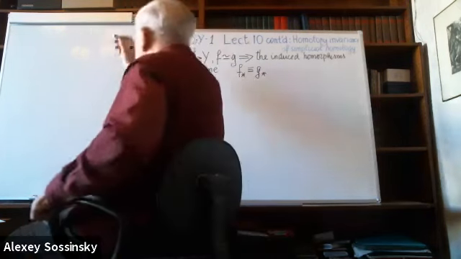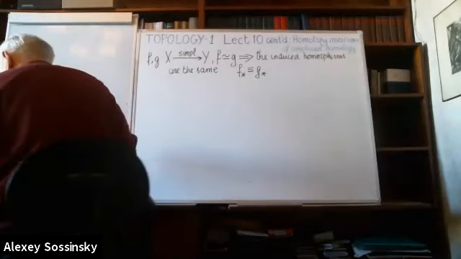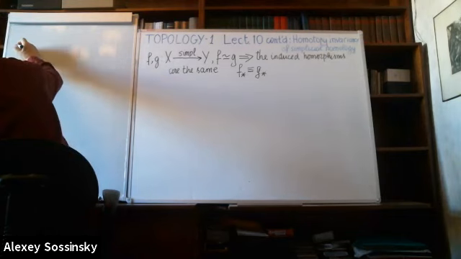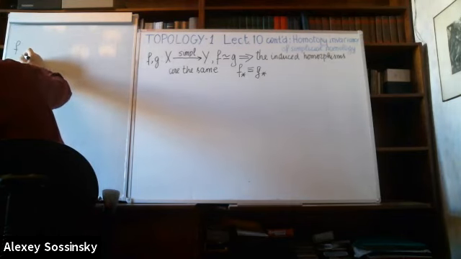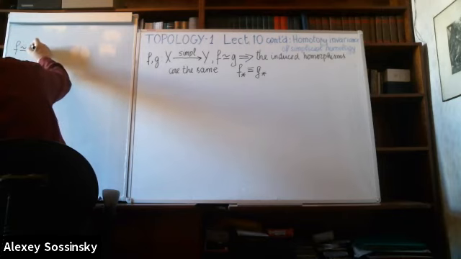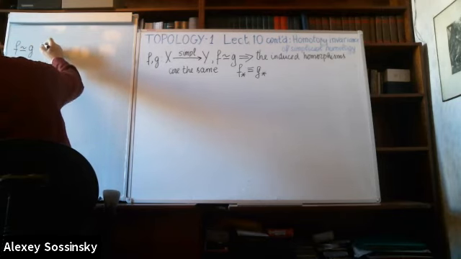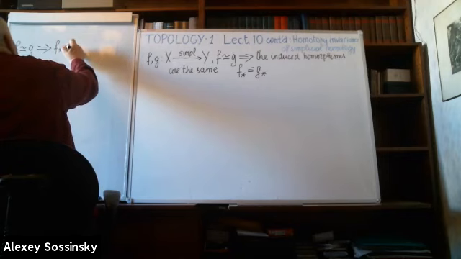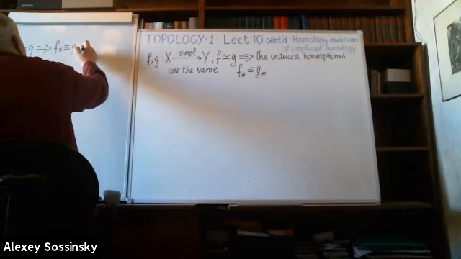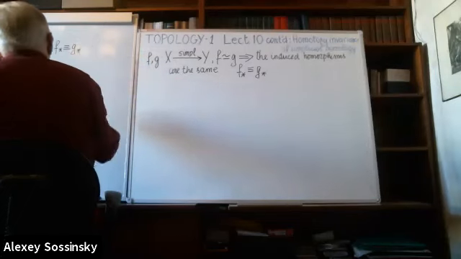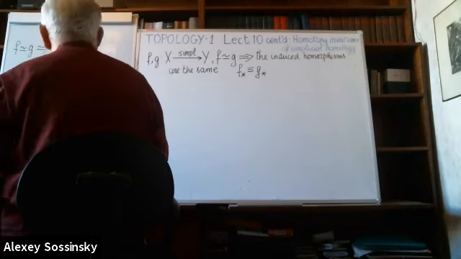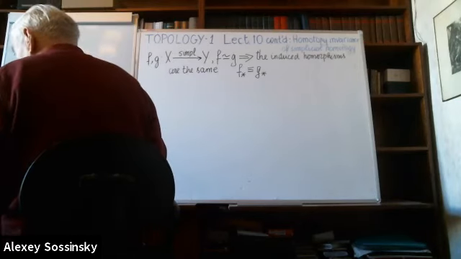I'll rewrite this in the upper corner in the following way. F homotopic to G implies that F star coincides with G star. So F star and G star being the induced homomorphisms in homology.